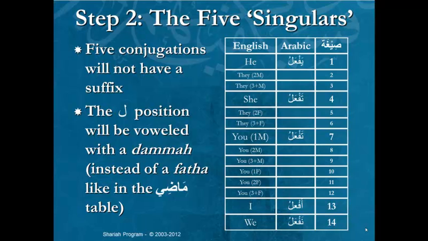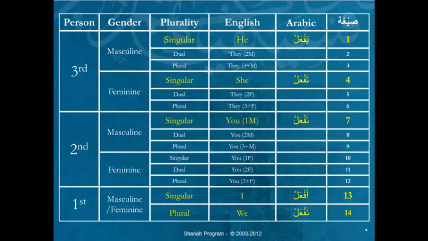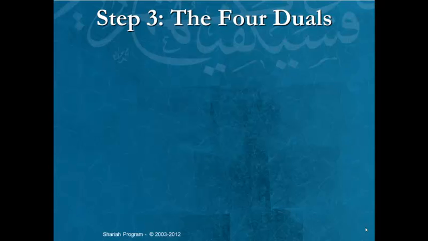Okay, now we're going to speak about the 4 duals. All 4 duals have the common ending of alif and noon. So yaf'alani would be the second one. Taf'alani would be the 5th one. Like that. Okay, but first you can see the table being developed here. The new conjugations are highlighted in yellow, and we still have a bunch of slots to fill. The duals and the plurals still need to be talked about, so let's move forward with the 4 duals.